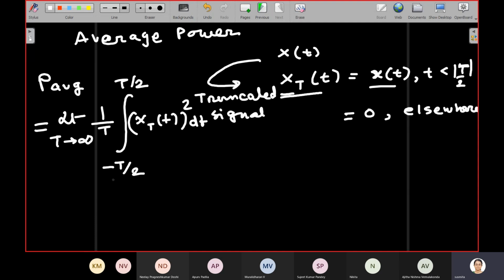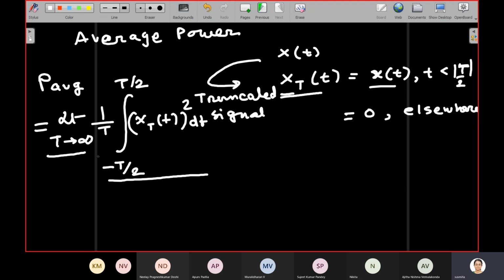So what we are doing is first finding the integration. Instead of doing it from minus infinity to plus infinity, we are doing it over that finite interval over which we have truncated the signal. Then we divide that by the interval length T, and then we let T go to infinity. So this actually gives the average power.